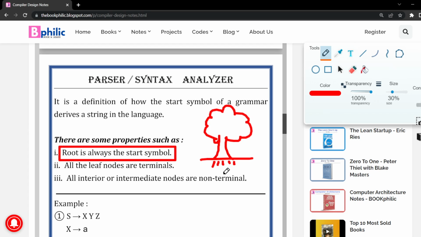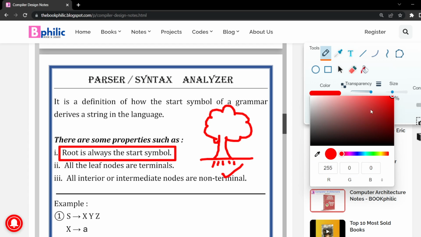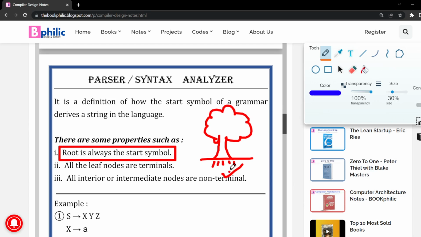This tree has started growing from its root, and after that the stem has come, and at last there is a leaf. So this leaf is nothing but the end of the tree, after which the tree cannot grow. Have you ever seen a tree grow after the leaf? No, the leaf is the ending node of the tree. So what is written here? It is written here that the root is always the start symbol of a tree. It is the root. All the leaf nodes are terminals.